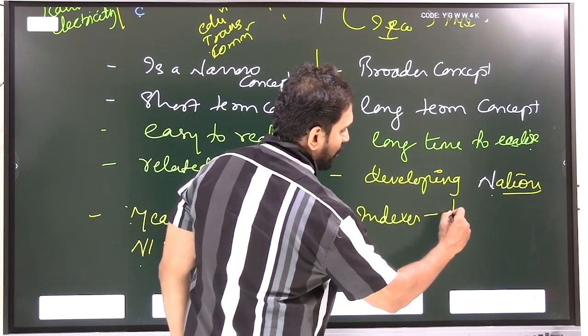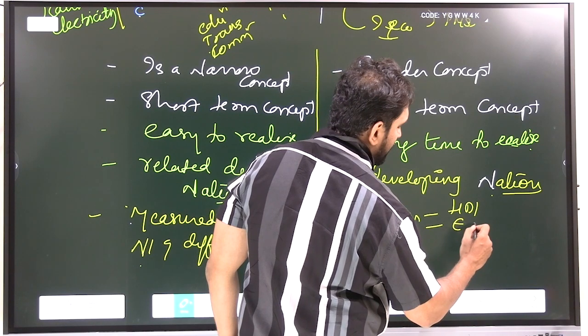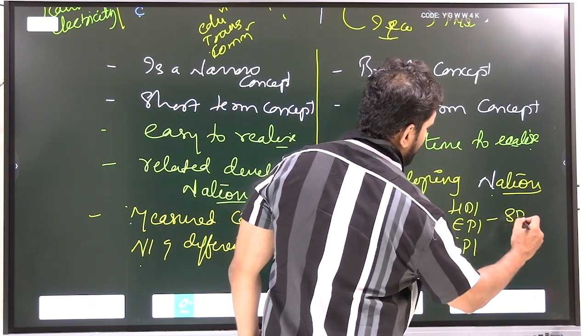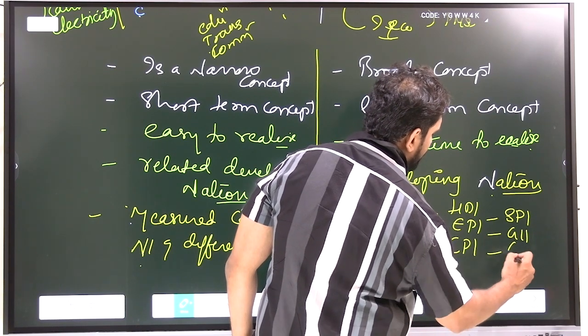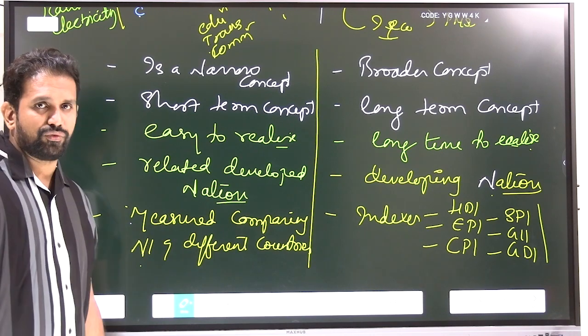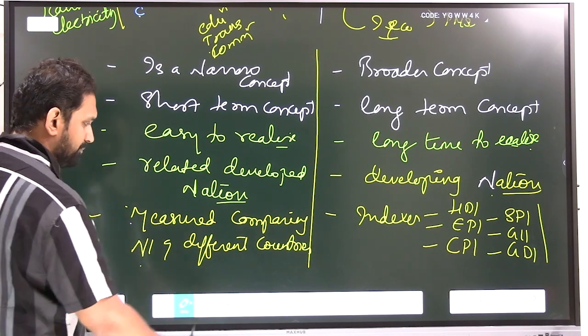Indexes. Like we have the human development index, environmental performance index, corruption perception index, social progress index, gender inequality index, gender development index, and so on and so forth. You can pause and write. Okay.